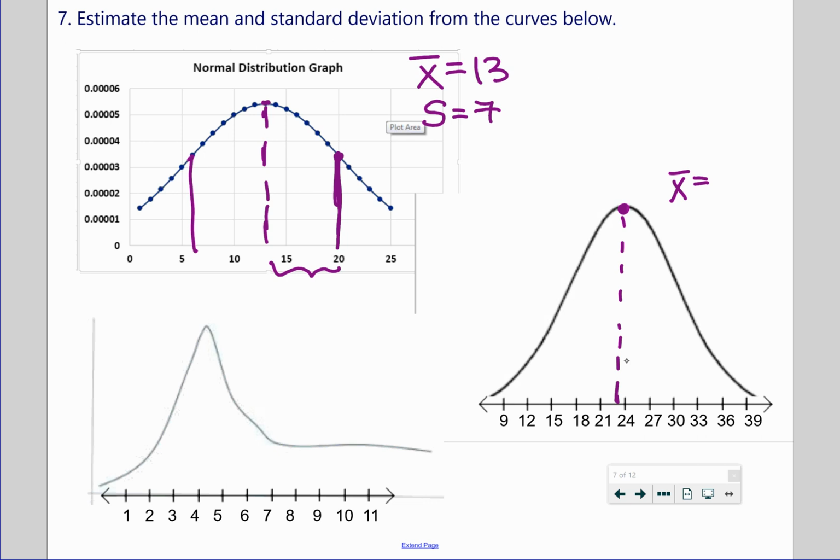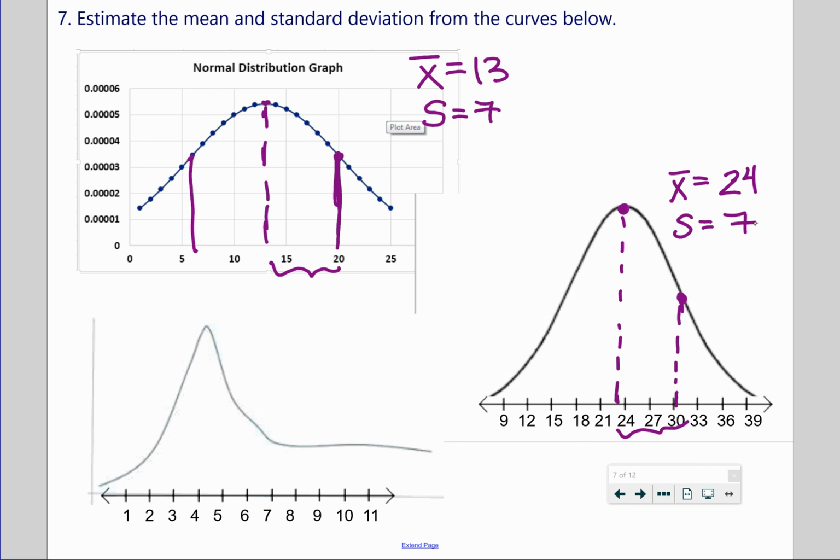$22, $23? Something like that? Look good? 23? 24? You like 24? Sure. Okay. And then standard deviation, find that inflection point. I'm going to say maybe 30, 31. What do you guys think? 31? Okay, so if we say it's at 31, then my standard deviation would be about 7 again on that one. Okay.